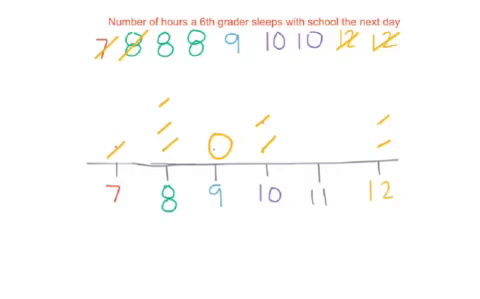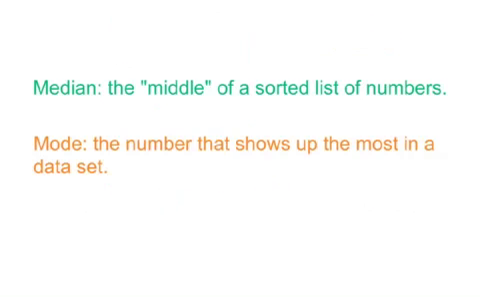We can also see the mode pretty clearly with this dot plot. We see that there are 3 students who slept 8 hours with school the next day. And this will also be our mode, which we talked about yesterday. So we now have 2 ways to find the center of our data. The median, which is the middle of our data set, and the mode, which is the number that shows up the most in our data set.